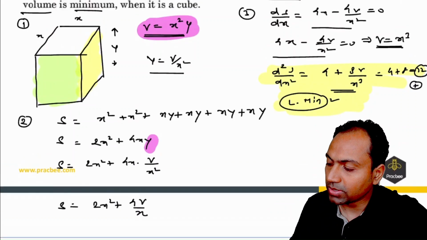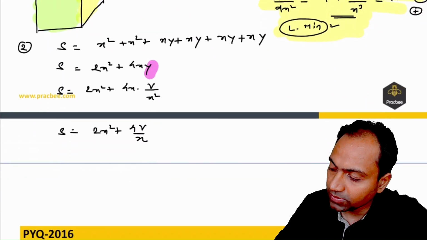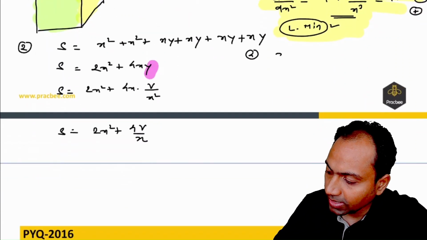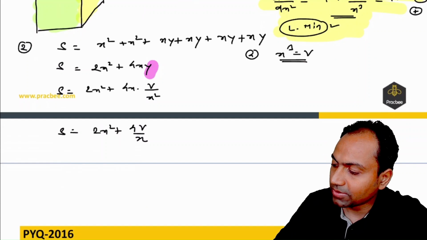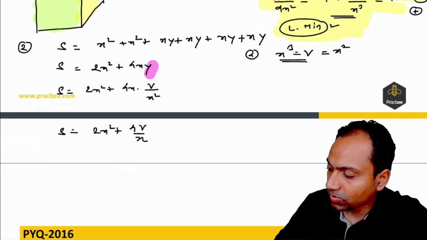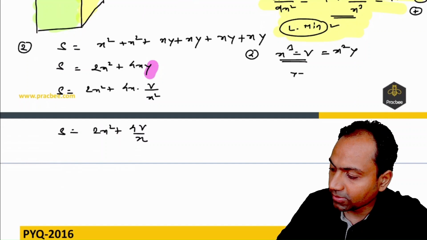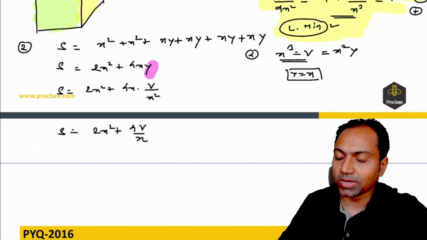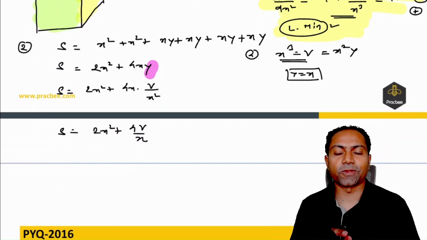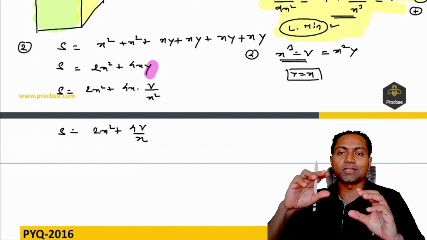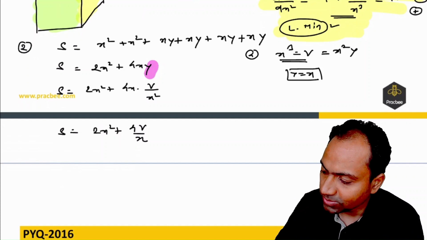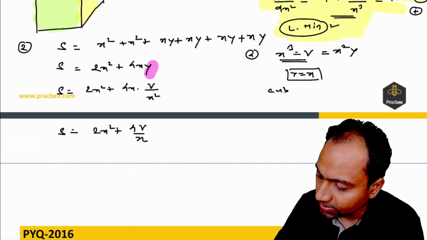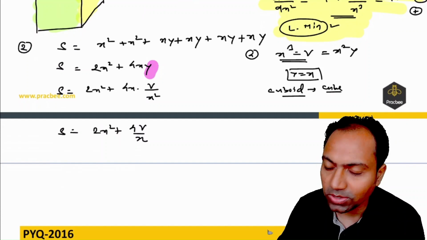If I move to the fourth step of the question, it is very simple: this is happening when the value of x cube becomes equal to v. Now v that we figured out was nothing but x square y. So if you simplify, the value of y comes out to be equal to x. What has happened is two faces were already square. The third dimension that we are talking about now has also come out to be equal to x. So in this process, this cuboid has now become a cube. And this is what they wanted us to prove.